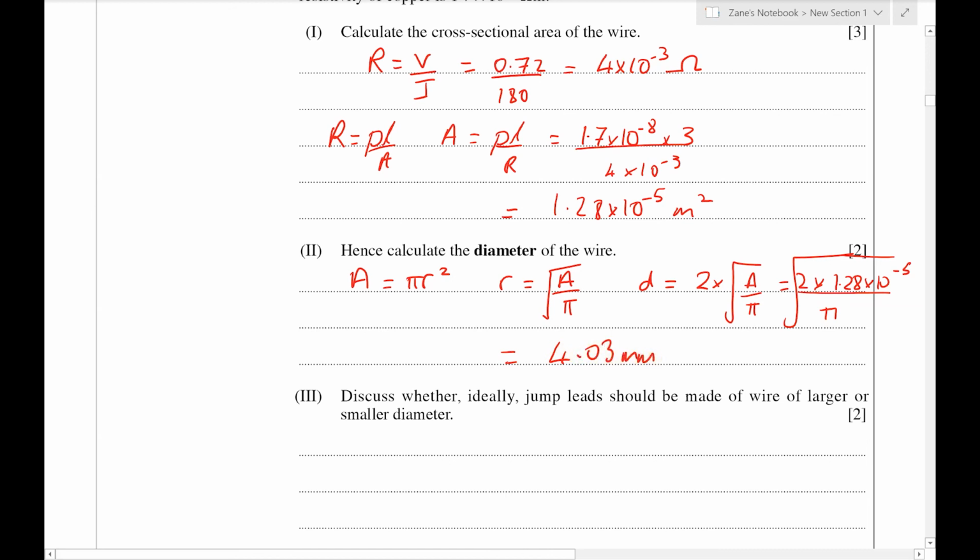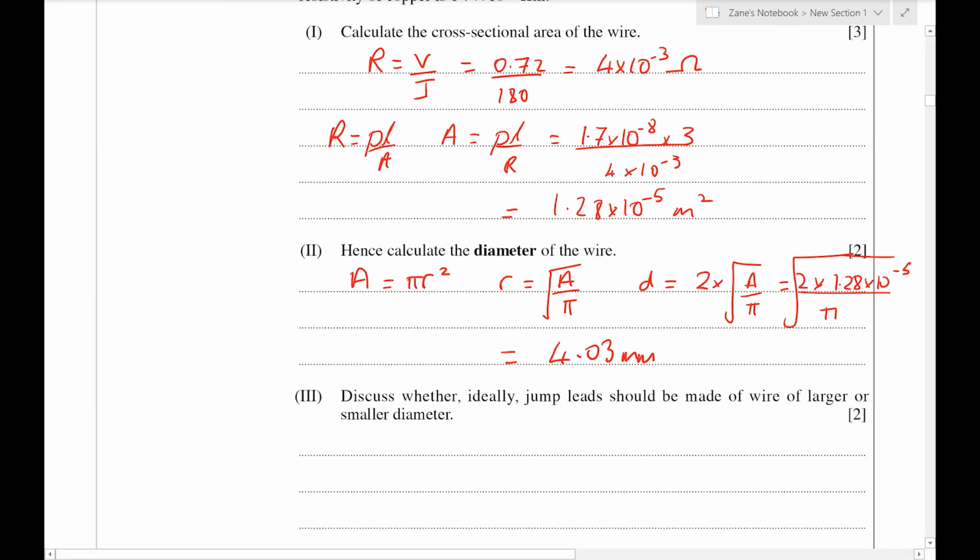Of course, you could do this in steps. You could have worked out the radius first and then doubled it to get the diameter. But if we can do calculations in single steps, so long as we show the workings, we can answer questions more quickly.